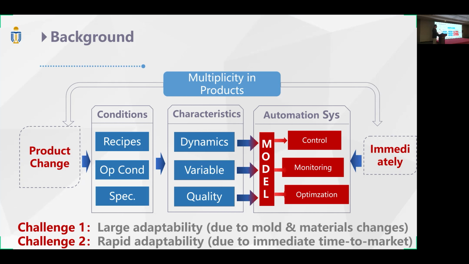The second challenge is when you change the product, you need to switch to production immediately. You cannot wait for too long. So you need to have this adaptiveness to be ready very quickly. So the batch process is facing these 2 challenges.